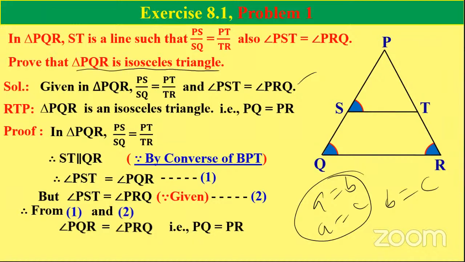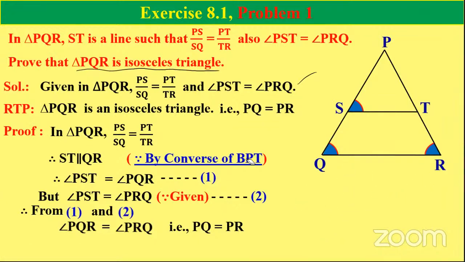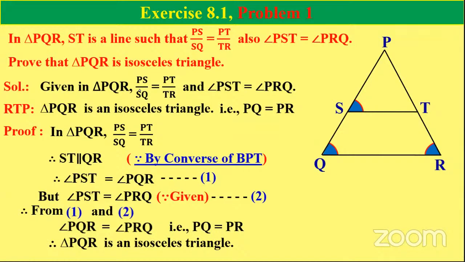Angle PQR, its opposite side is PR. Angle PRQ, its opposite side is PQ. Therefore, side PQ is equal to side PR. This is what was required to prove, that triangle PQR is an isosceles triangle. Two sides equal in a triangle is called an isosceles triangle.